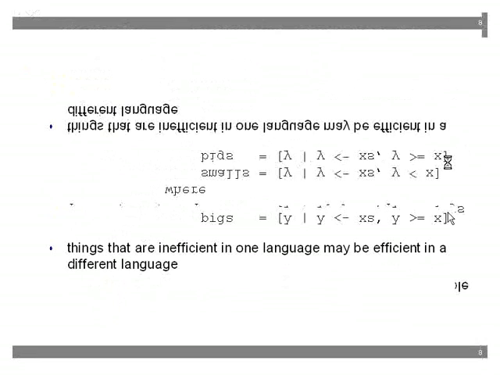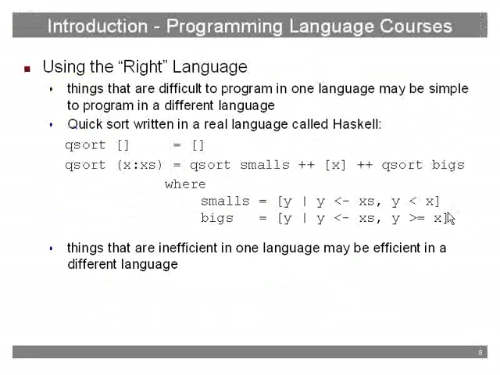The third reason for studying programming languages is to be able to determine which language is the right language for a particular task. Take, for example, the code that you see in front of you. 5 lines of code. This is all the code that would be required in a language called Haskell to perform the quicksort algorithm. You can compare this with the code required in C++ to write the quicksort algorithm. What would take 5 lines in Haskell would take at least 30 lines in C++.